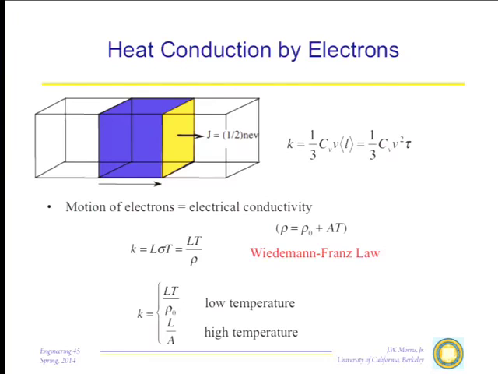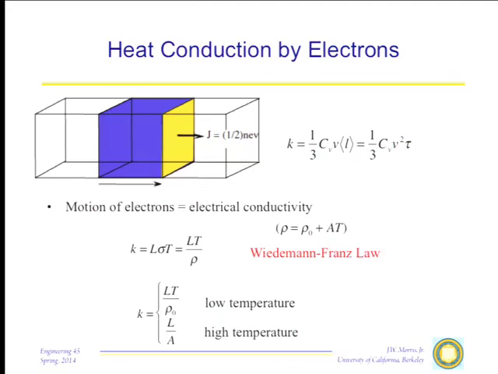So you would assume that the thermal conductivity would be proportional to the electrical conductivity. And in fact, it is. The coefficient of this is called the Wiedemann-Franz law. The thermal conductivity goes like a constant times the electrical conductivity times the absolute temperature. Well, the electrical conductivity is the reciprocal of the resistivity. So I can also write it: thermal conductivity is a constant times the absolute temperature divided by the resistivity.